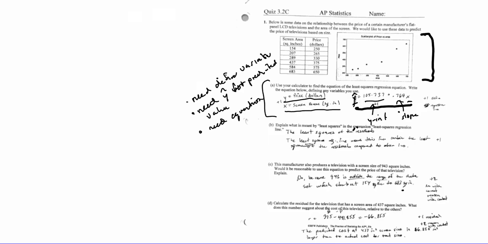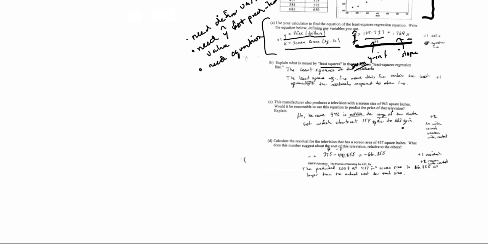It says, what do you need to do the least squares? What does it mean for least squares and the least squares regression line? Well, you're talking about the least squares of the sum of the residuals. I didn't put that in there. The sum of the residuals. Okay, and that's what you're looking for. That's why it's called least squares. It's the sum of the residuals.